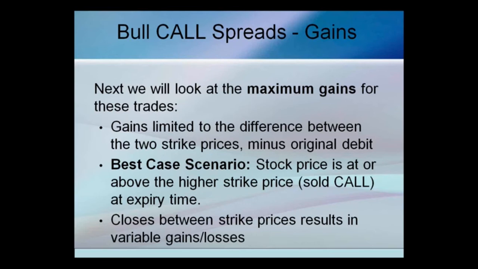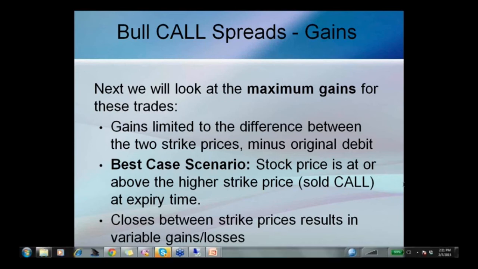So maximum gain, we already went over it. You look at the difference between the strike prices minus the debit that you paid. So in Morgan Stanley, we took the difference between long call and short call, 35 and 38, that's $3, and we paid, and we took the difference between the two.